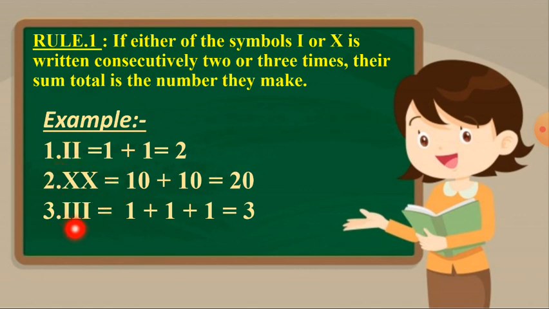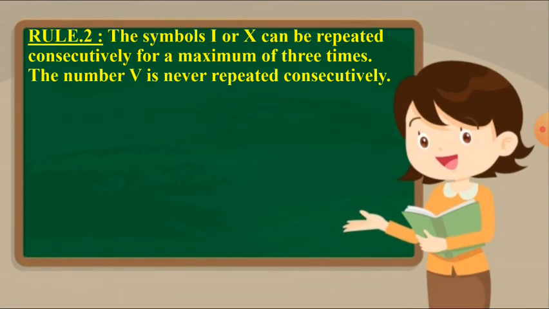Third example, III is there. The value of I is 1. So III is there. What we will do? We will add it: 1 plus 1 plus 1, the answer is 3. So 3 in Roman numerals we write as III. Understood the first rule?